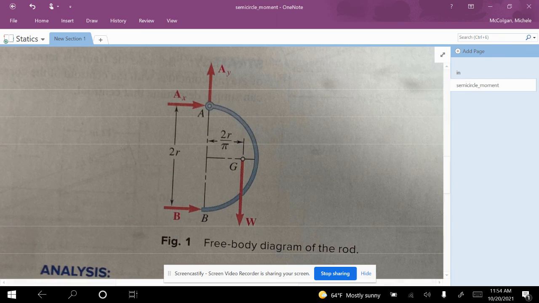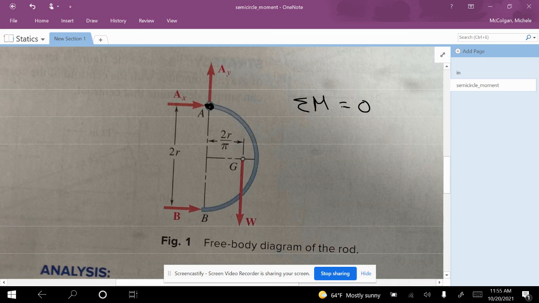What we want to do is think about what is our axis of rotation. And we're going to pick the point here at A as my axis of rotation. And remember that when we do the sum of the moments, we need the sum of the moments to equal zero because it's not moving. But we want to think about what if it were moving? What if there weren't things holding it in place?